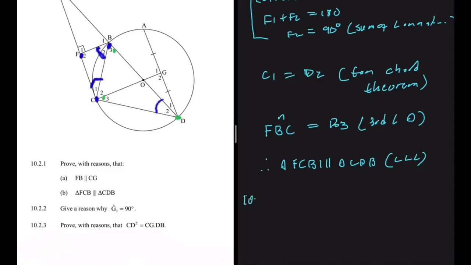And 10.2.2, let's give a reason why G1 is equal to 90 degrees. So let's go ahead and look at where G1 is located. G1 is right here. Let's give a reason why it is equal to 90 degrees.